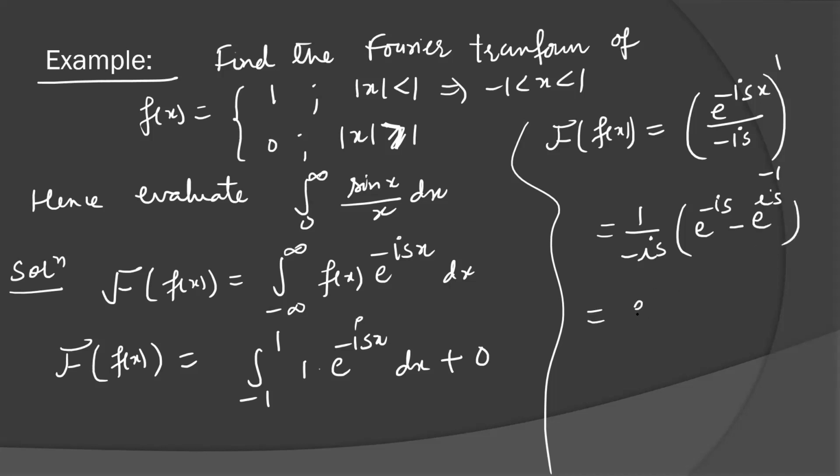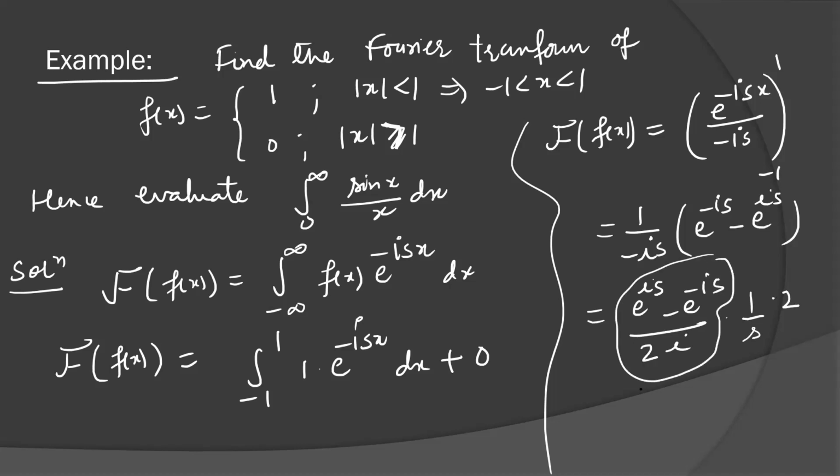Take the minus sign inside: e to the power minus, e to the power minus is over i, into 1 over s. I am going to multiply and divide by 2. This is the formula: e to the power i theta minus e to the power minus i theta over 2i is sine theta. So it is nothing else but sine s. So it is 2 over s sine s. So the Fourier transformation of the given function is equal to 2 over s sine s.